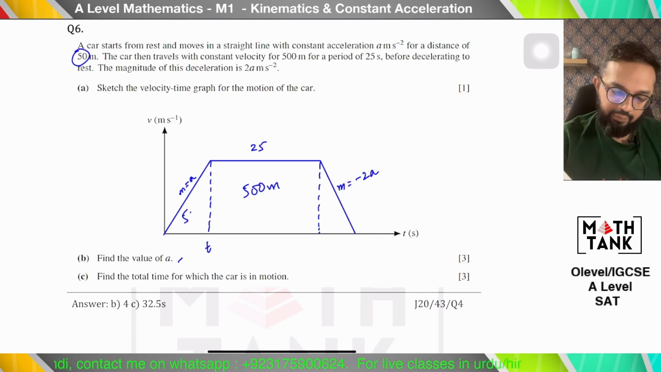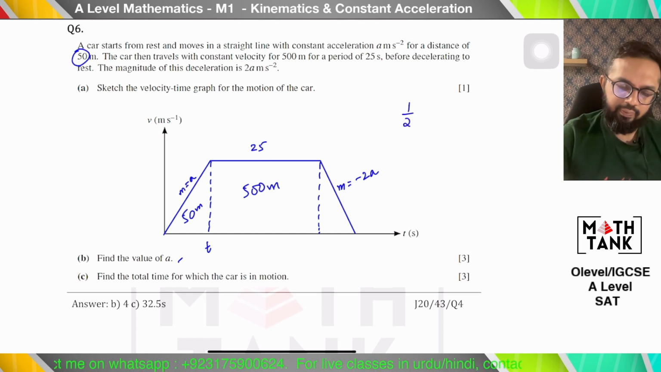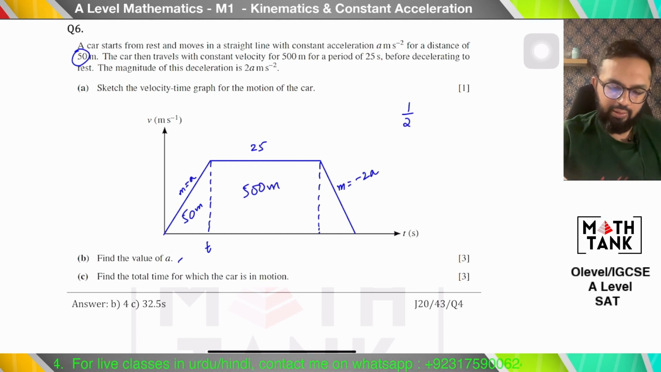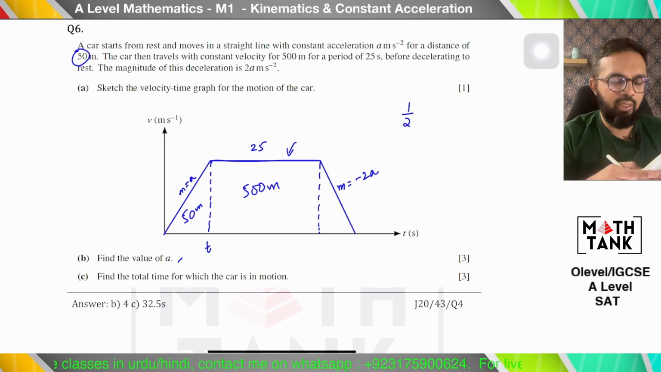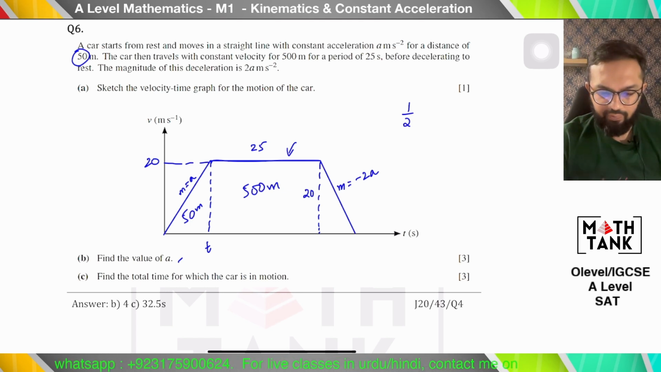This is also for a distance of 50 meters. Okay, I think this can be done with just areas. Let's try half. Okay, that's simple. If this rectangle has an area of 500 and this length has to be 25 because it stayed constant for 25, I can use length into width to find out the height, the width basically. So that should come out to be 20, which means that the speed is 20. I think that simplifies a lot of things for me.